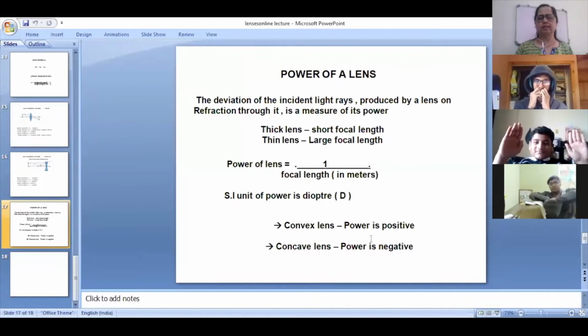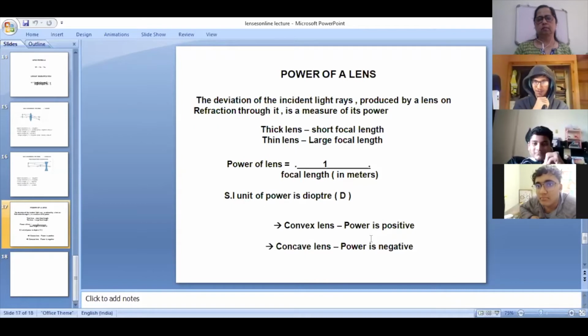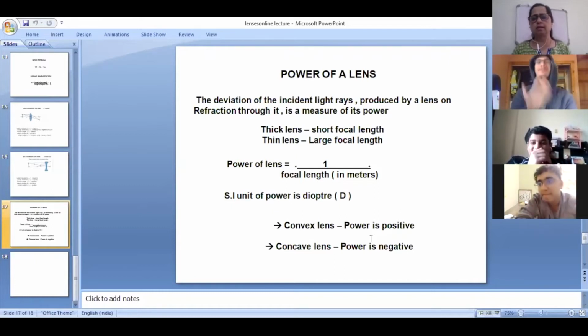Why does a convex lens have a positive power? Because the focal length is positive. Very good. According to sign conventions, a convex lens has a positive focal length, and because it has a positive focal length, the power is positive.